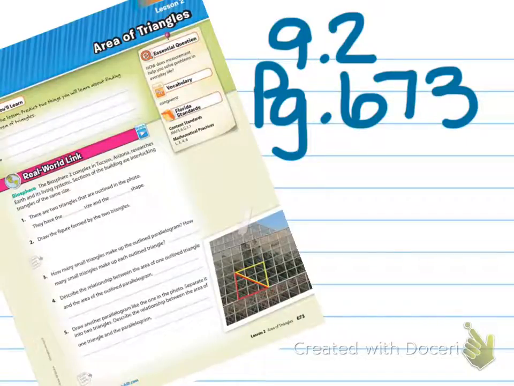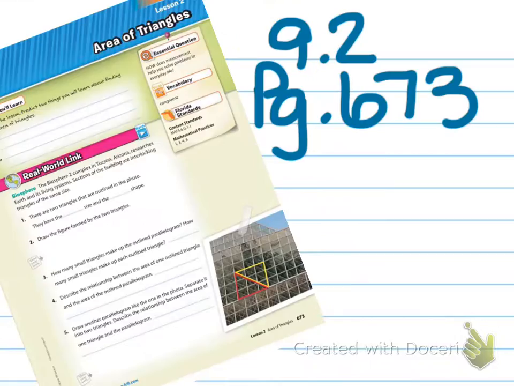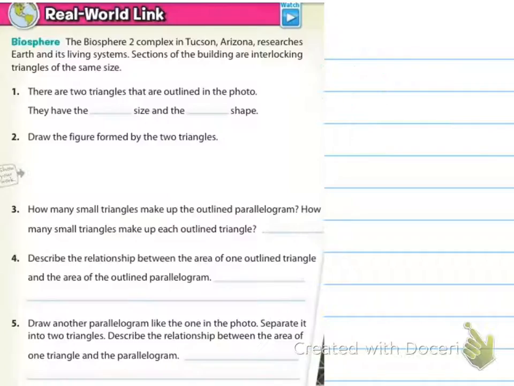All right, we're looking at 9.2, area of triangles, and that starts on page 673. It looks like this. The real world link is the Biosphere 2 complex in Tucson, Arizona, which researches Earth and its living systems. Sections of the building are interlocking triangles of the same size. There are two triangles outlined in the photo. So looking back at the photo here, they show us these two triangles.